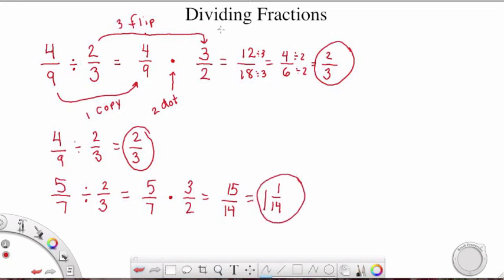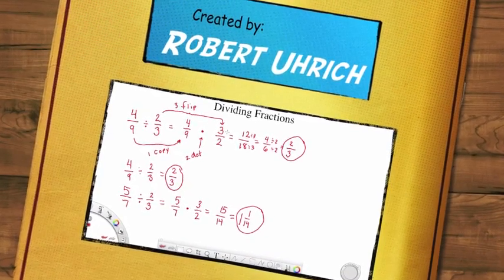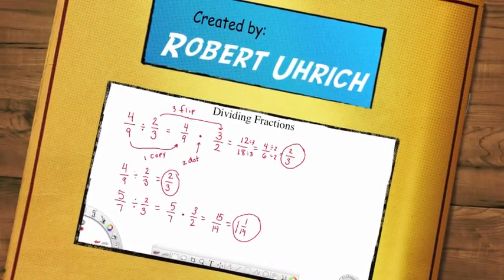So remember, when dividing fractions, we just have to copy, dot, then flip. We copy our first fraction down, we put a dot there because we changed division to multiplication, and then we flip our second fraction to its inverse. That's enough for today.